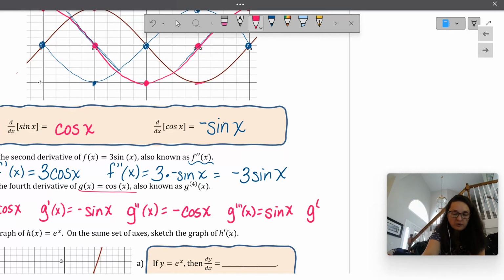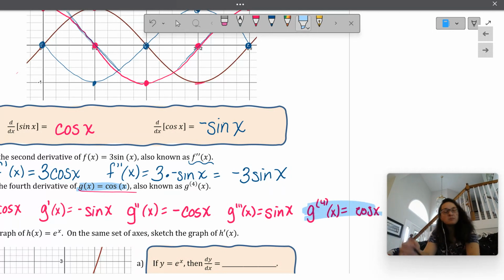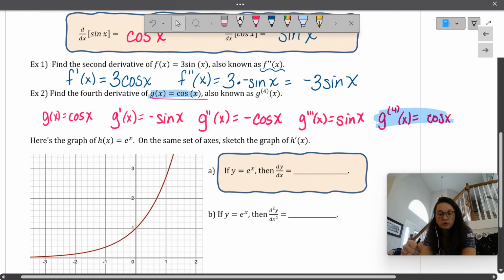And then the fourth derivative, the derivative of sine x, is cosine x. And hey, look at that. I'm back to the beginning. G of x is cosine x. The fourth derivative of cosine x is itself. It goes in a circle. So there you go. There's the derivative of sine and cosine. We'll get to the other ones later, for your trig functions.